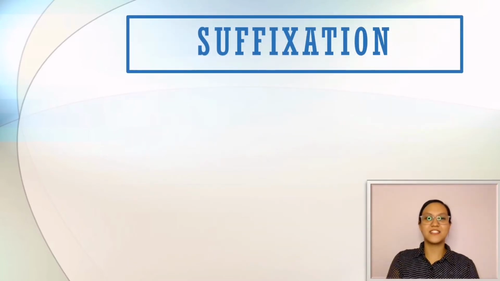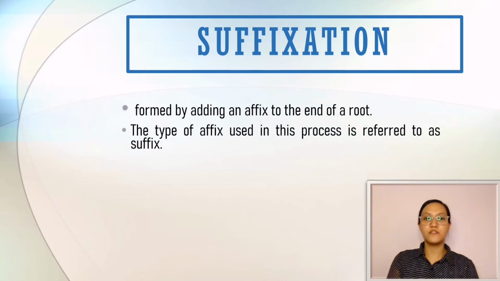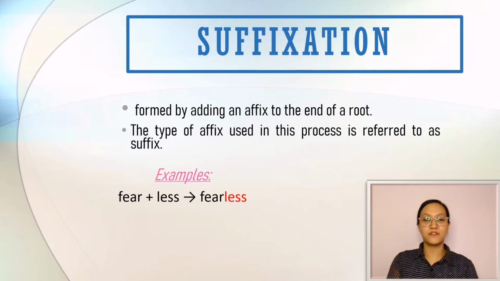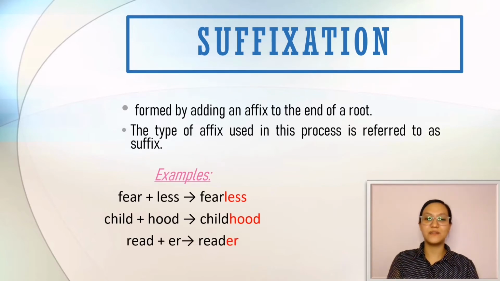Now, let's talk about suffixation. Suffixation is the opposite of prefixation. In this word formation process, words are formed by adding an affix, specifically suffix, to the end of a root. Here are some examples of suffixation. Fear plus less, fearless. Child plus hood, childhood. And read plus er, reader. So here, we can see that the affixes are found in the latter part of the word.